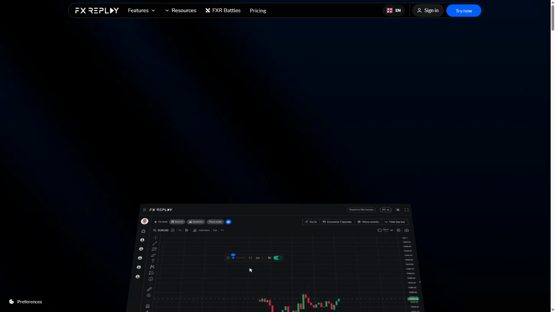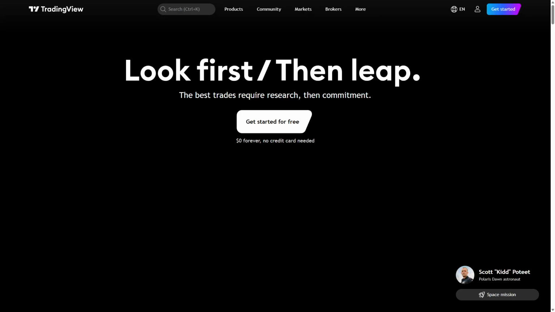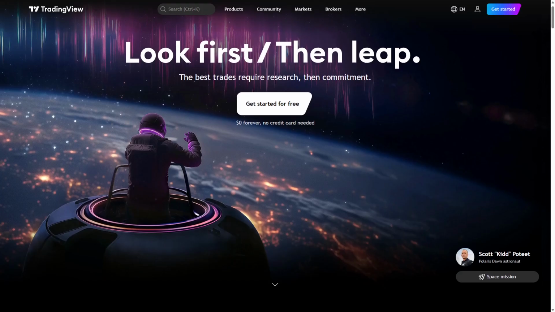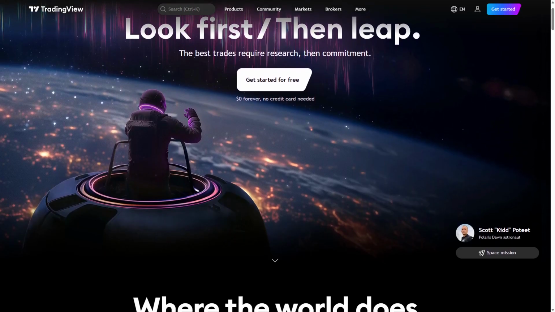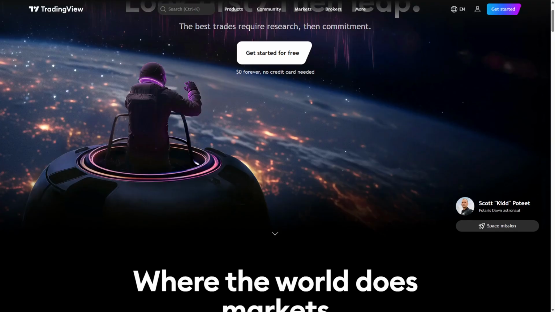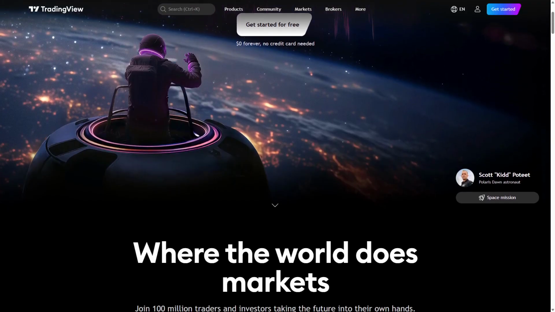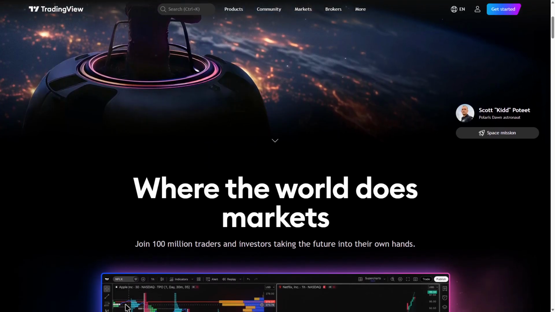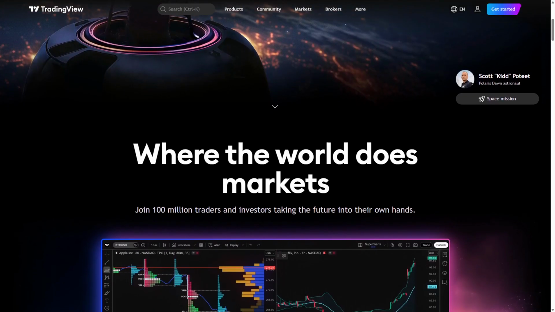TradingView focuses on integrated charting and scripting, while FX Replay offers detailed replay of historical market action for hands-on strategy testing. TradingView is a web-based charting platform widely used for technical analysis and backtesting. It provides access to a vast range of markets and data through interactive charts. Users can write custom scripts using PineScript to automate strategy testing and generate alerts.